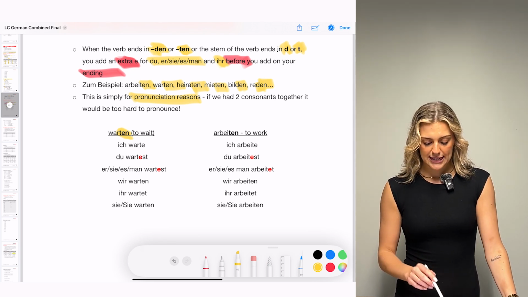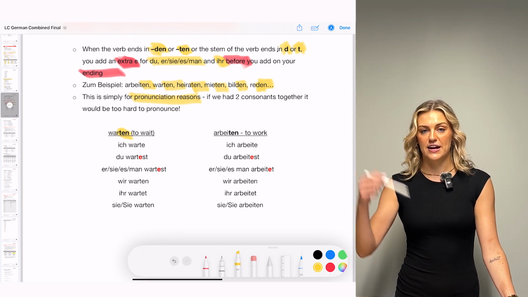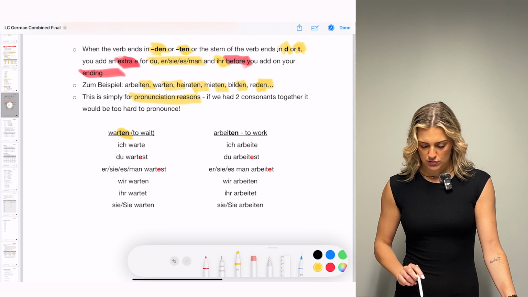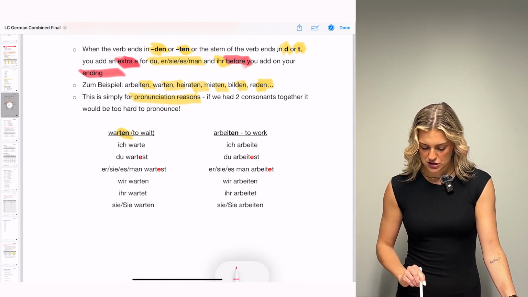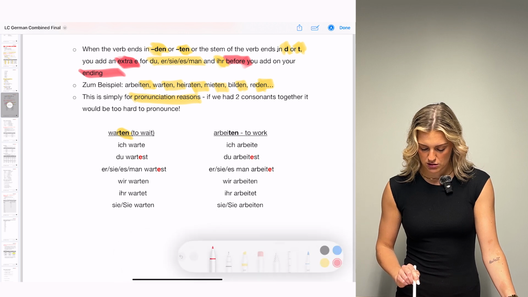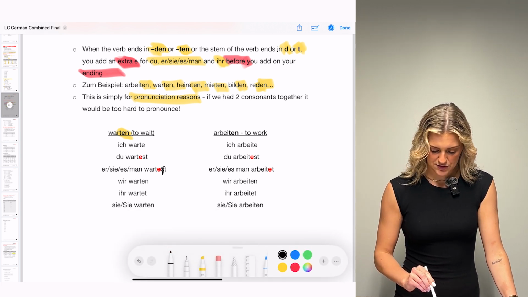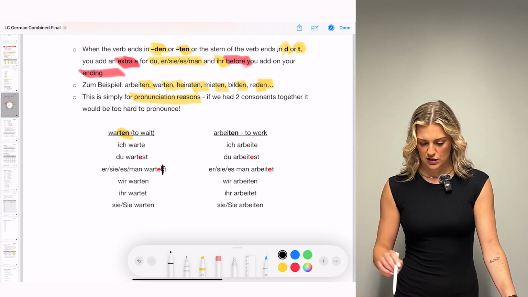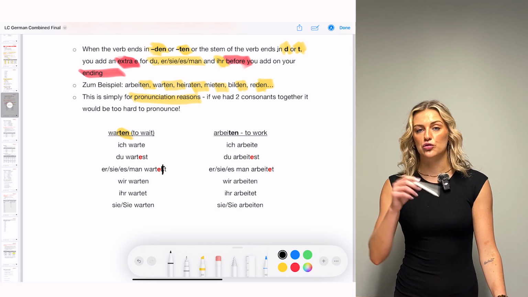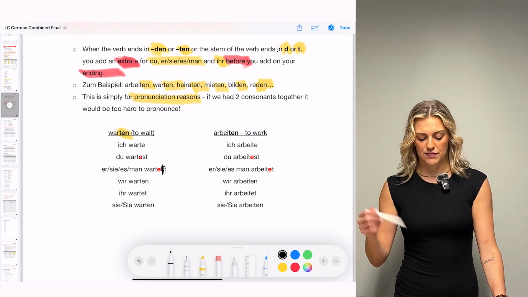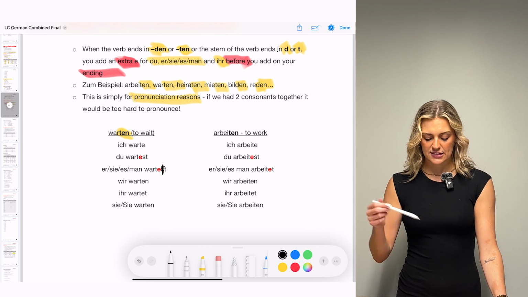So, ich warte, du wartest, sie, es, man, wartet. Oh, Entschuldigung, that is a mistake there actually, if you see that. That is a typo there. Do you see what's wrong there? It has st instead of t, so there's no s there. Entschuldigung, sorry, that is a typo. Ich warte, du wartest, sie, es, man, wartet, wir warten, ihr wartet, sie warten.